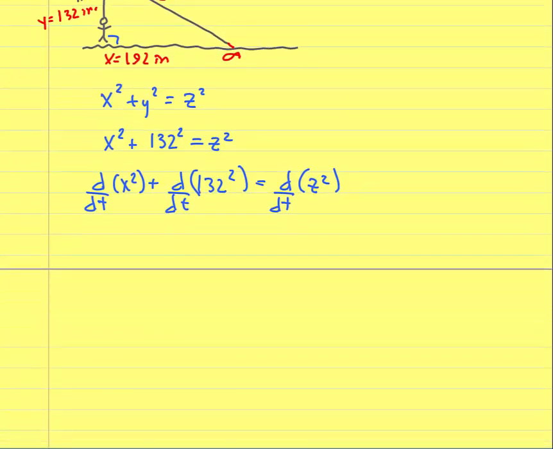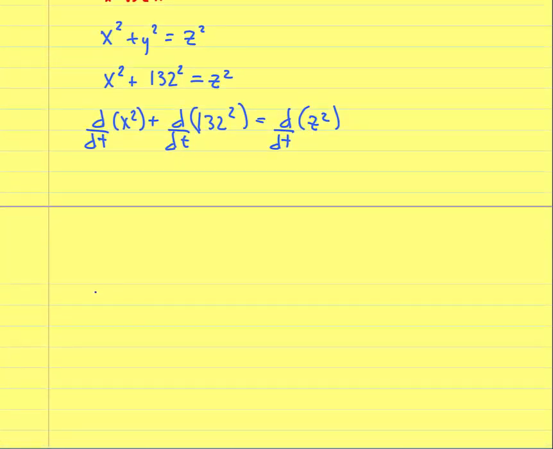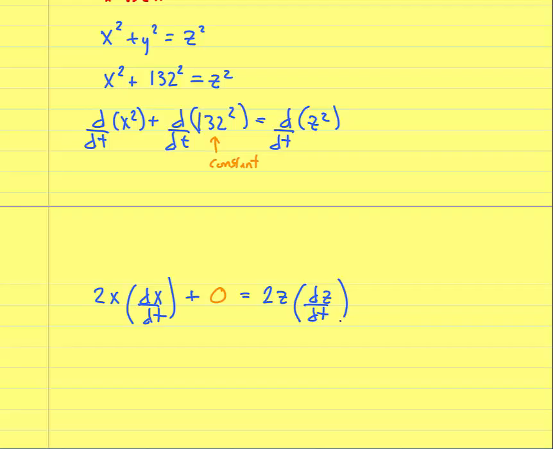Okay, as we take that derivative, I end up with 2x dx/dt, because I take the derivative of x squared to get 2x. This is my implicit part. I took the derivative with respect to a variable other than t, so I need to tack on that dx/dt. Now this one is just a derivative of a constant. 132 squared is just a constant, and the derivative of a constant is 0. I'll hold that in here. And then on the right hand side, the derivative of z squared is 2z, and I took the derivative with respect to a variable other than t, so I'll tack on that dz/dt.